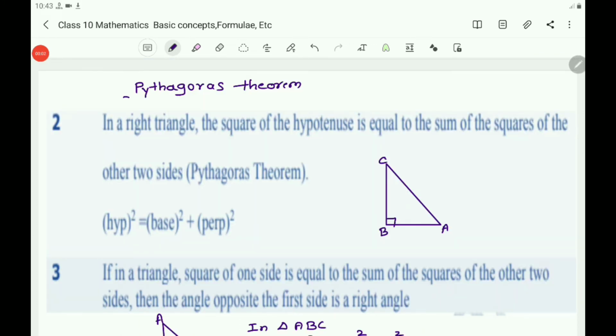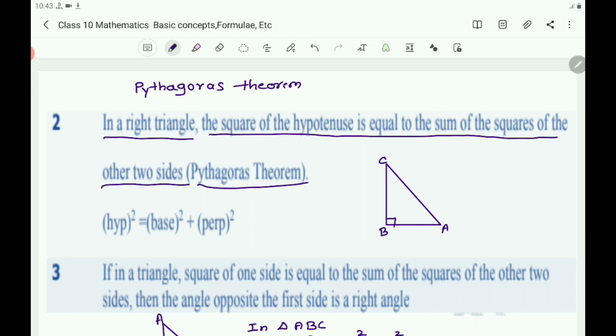Now let us discuss one more important point in this triangle chapter, that is the Pythagoras theorem. What is the statement of the Pythagoras theorem? In a right triangle, the square of the hypotenuse is equal to the sum of the squares of the other two sides. That is the statement of the Pythagoras theorem. So here, hypotenuse square equals base square plus perpendicular square.